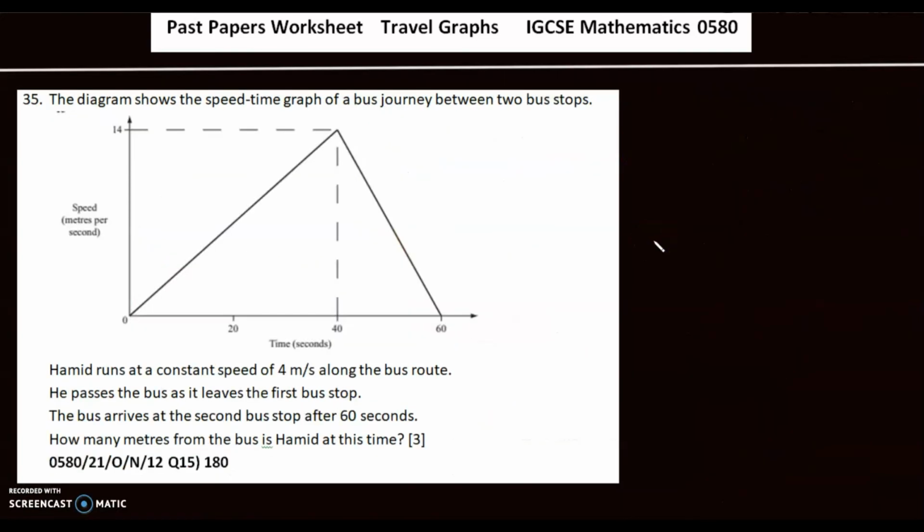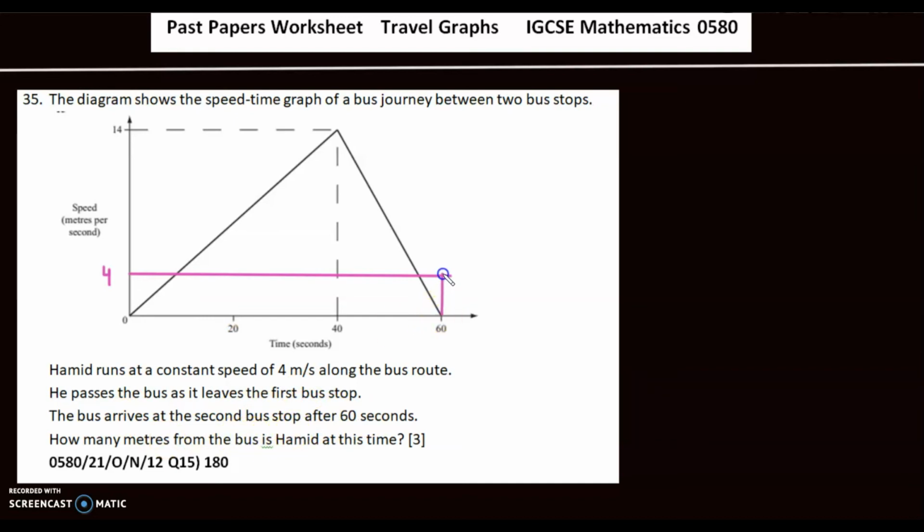The diagram shows speed time graph of a bus journey between two bus stops. Hamid runs at a constant speed of 4 meters per second along the bus route. So Hamid's speed time graph would look something like this. This is 4 meters per second. He passes the bus as it leaves the first bus stop. The bus arrives at the second bus stop after 60 seconds. How many meters from the bus is Hamid at this time?